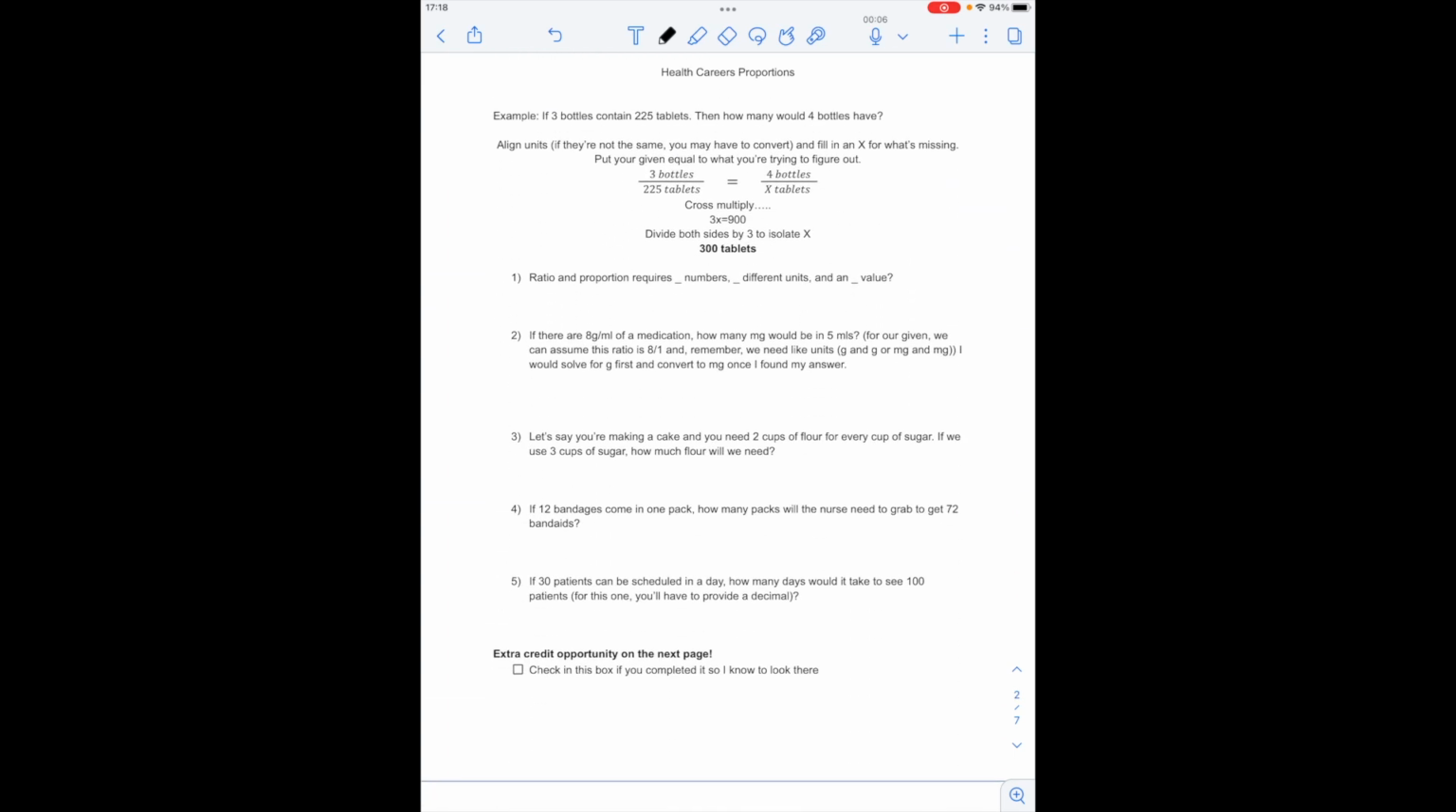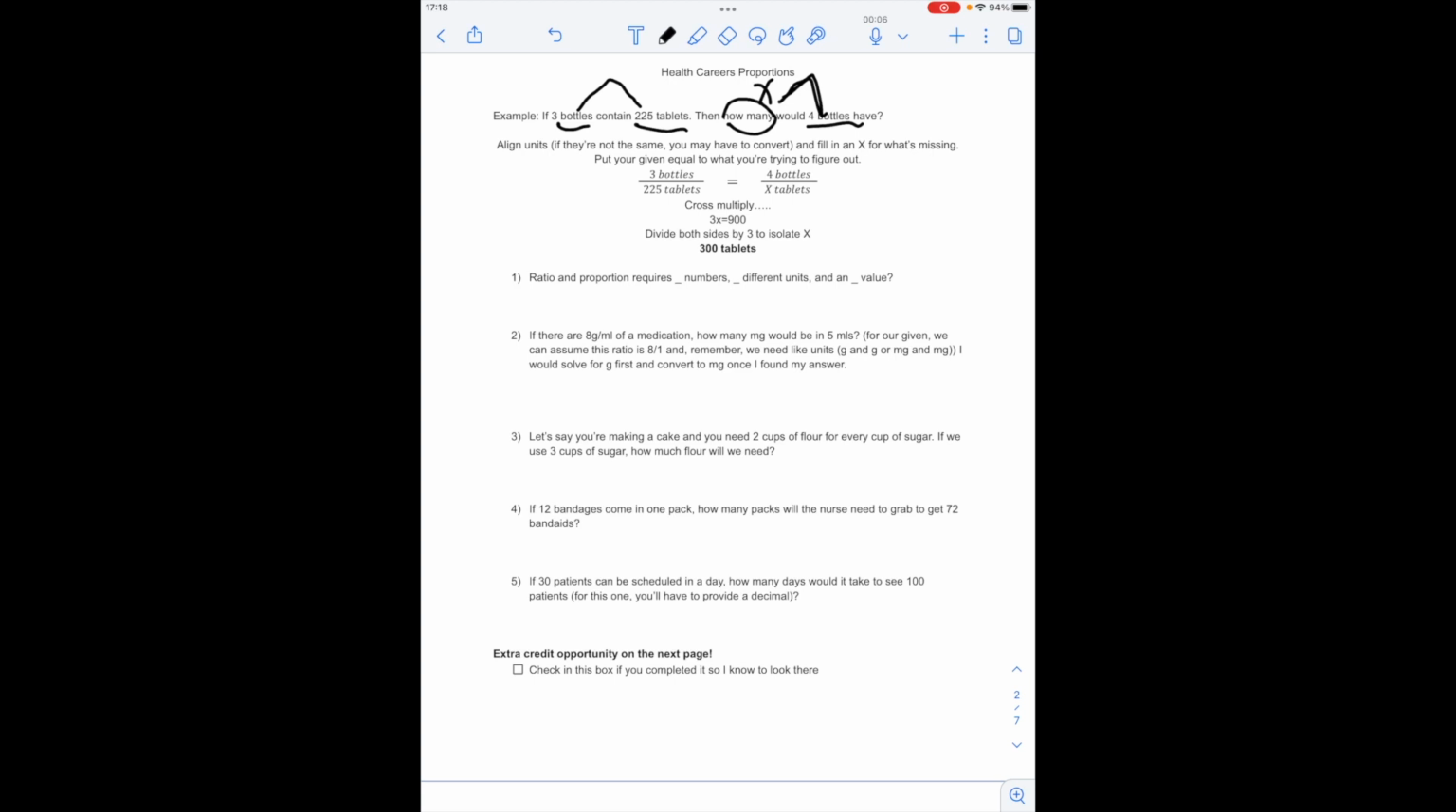Okay, so the first example that's already given says if 3 bottles contain 225 tablets, then how many, which we know is our X value, would 4 bottles have? So right now I can see that 3 bottles have 225, so that's a relationship. And it's asking how many would 4 bottles have. We can connect these. That's a relationship. So we know that our given is going to be 3 bottles equals 225 tablets.